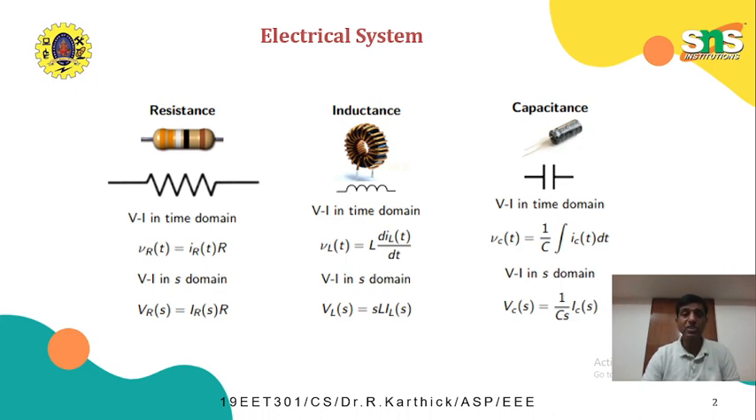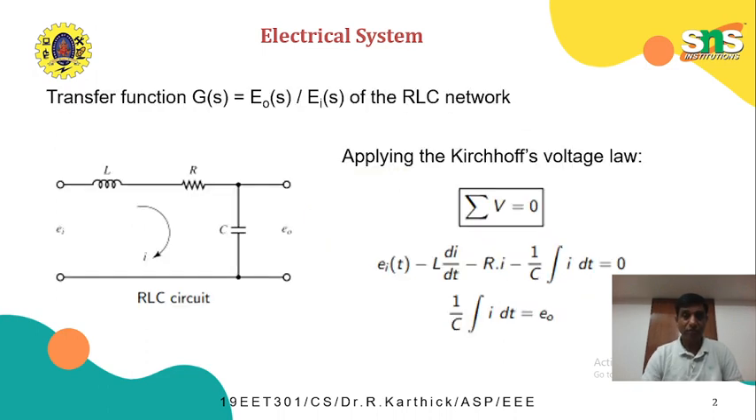Now VL, the voltage across the inductance, is given by L into diL by dt. This is the relation between voltage and current for an inductance. And similarly Vc of t, for a capacitance, is 1 by C integral of iC dt. So these three elements form the basis of any electrical system. And for a simple RLC network, by applying Kirchhoff's voltage law, just as in the mechanical system we go with Newton's law and in the electrical system we go with Kirchhoff's law, we can find the transfer function of the system.